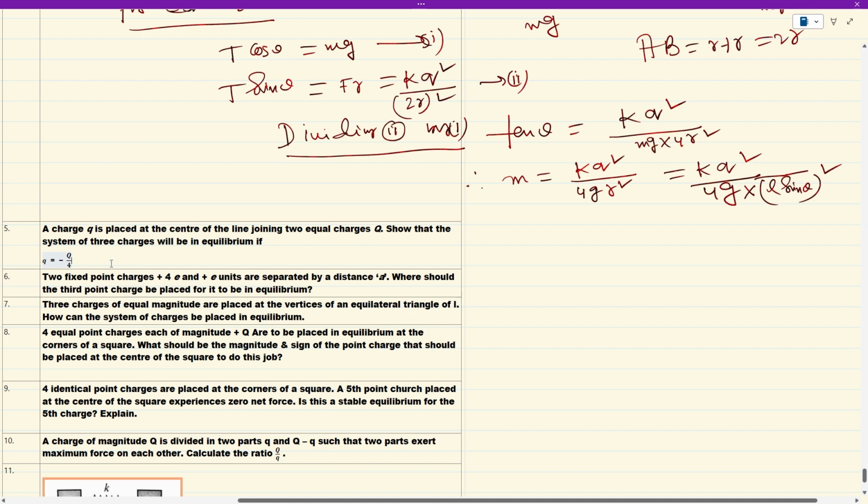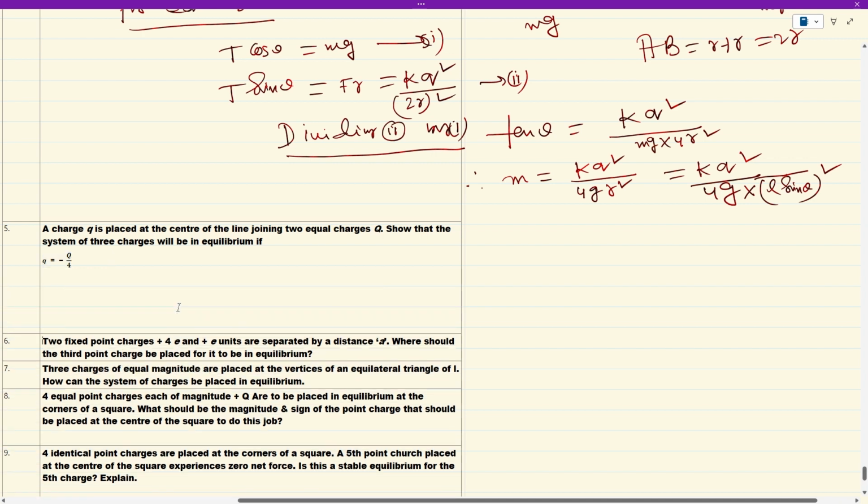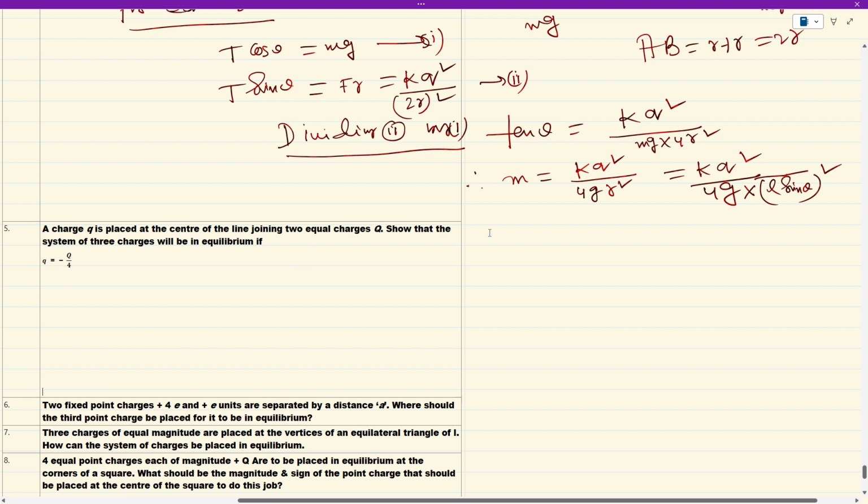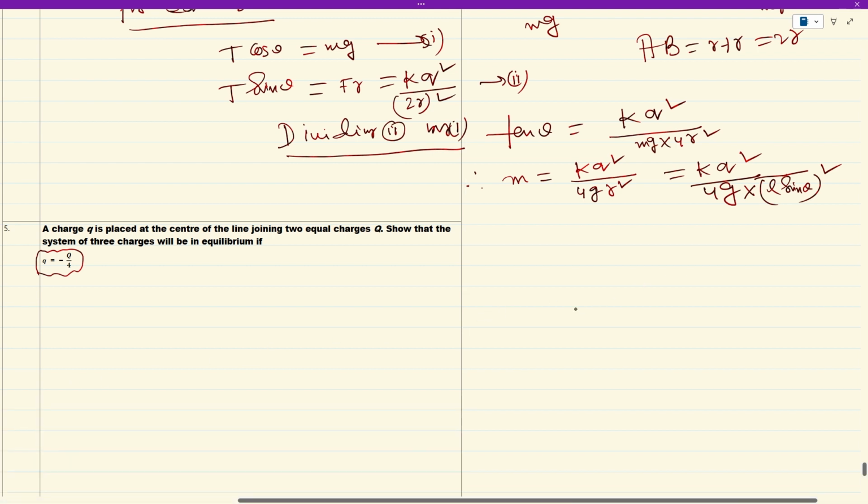Now there is another equilibrium question given here. A charge q is placed at the center of the line joining two equal charges, so that the system of 3 charges will be in equilibrium if small q is equal to this. Okay. This is another very interesting, very good problem. Why? Because here, if you consider equilibrium of what? Let me draw the diagram. This is Q. This is Q. Small charge q is placed at the center of the line joining two charges. The system of charges will be in equilibrium if this is equal to this.